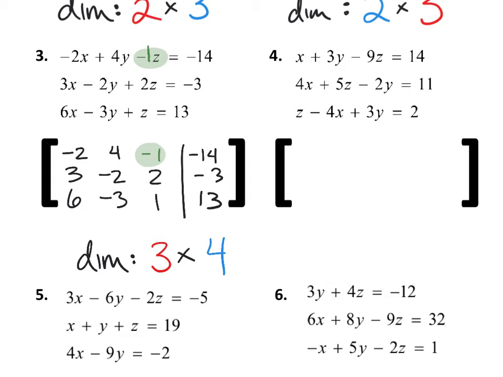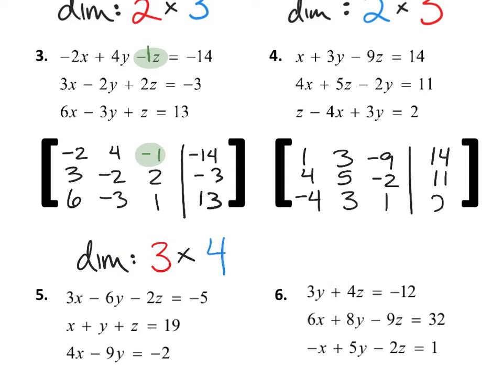Now your turn. I want you to try to write the matrix for number 4. Make sure it's in letter order. Okay, here's what we should have written for number 4. We have 1, 3, -9, and 14. 4, 5, -2, 11. -4, 3, 1, 2.